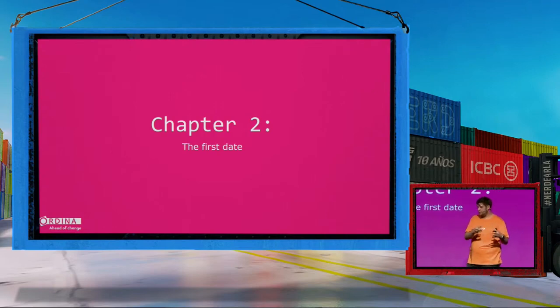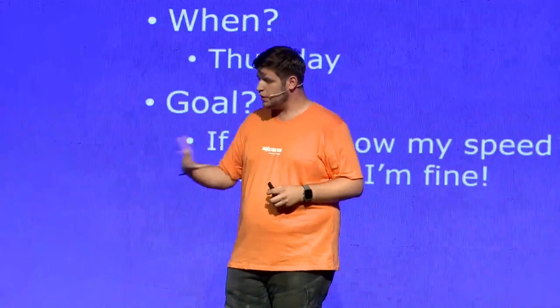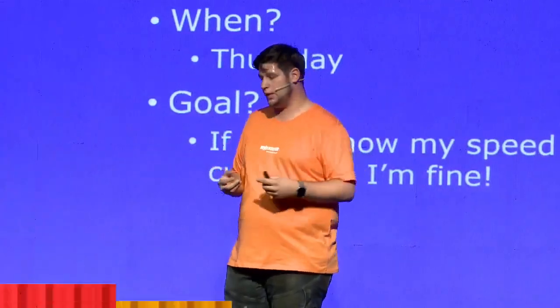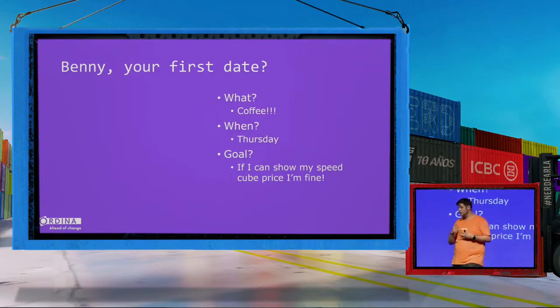This was more of an introduction, and they asked the two contestants to prepare a date, and here we're going to see how this relates to JSON. So Benny, they asked, how would you like your first date to be? He said, what do I like for a first date? I would like to have some coffee, maybe on a Thursday, because I'm available on Thursday, so if we can have the shoot of the television show on a Thursday, it would be nice. And the goal of his date would be to just show his speed cube price, and he's all okay.